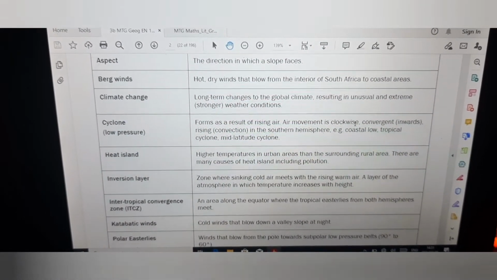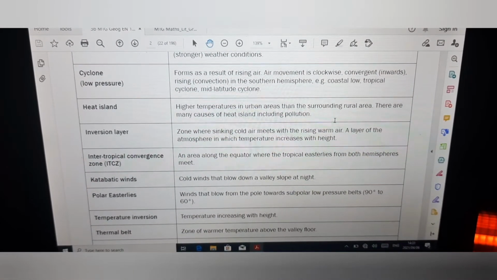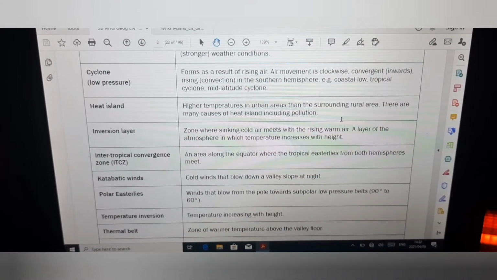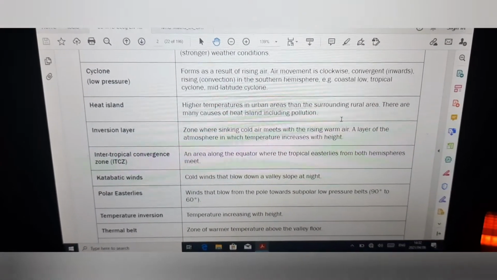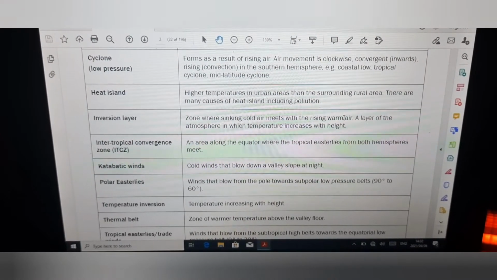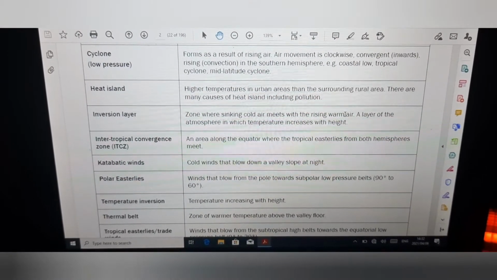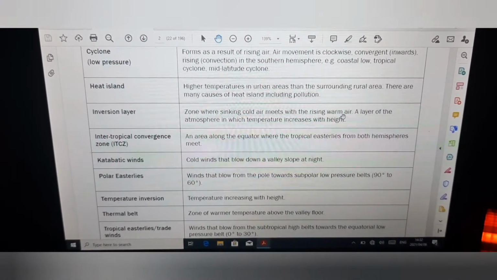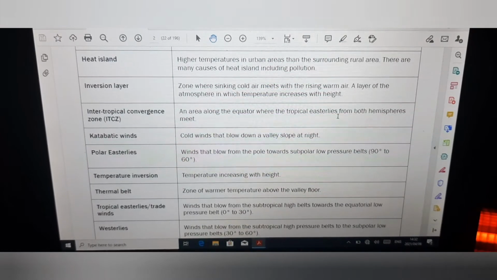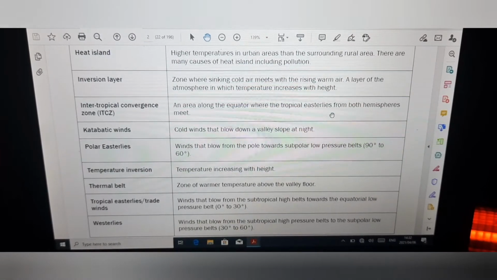And then we have heat island. Higher temperatures in urban areas than the surrounding area. There are many causes of heat island, including pollution. Inversion layer, the zone where sinking cold air meets with the rising warm air. That's an inversion layer: a layer of the atmosphere in which temperature increases with height. You have to know the definition. They'll ask you what an inversion layer is in a one-term word, or maybe they'll ask you to match it up with its definition.